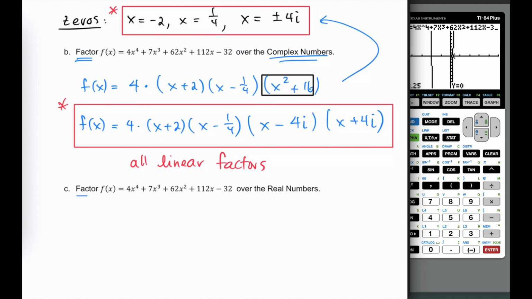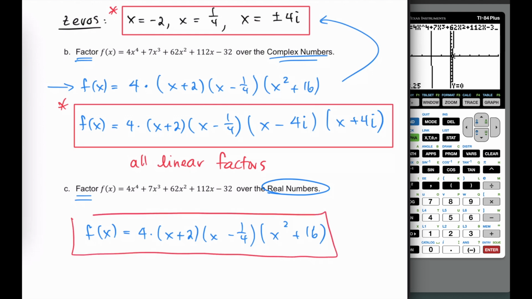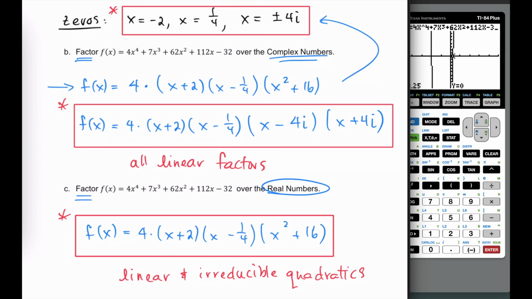In part C, it says to factor over the real numbers, but we already had that. Factoring over the reals means that it is the product of linear and irreducible quadratic factors, so we essentially just copy-paste the previous step so that all of the coefficients in the factorization are real. Factoring over the real numbers means that we get it down to linear and irreducible quadratics, and factoring over the complex numbers means that we can get it down to all linear factors.